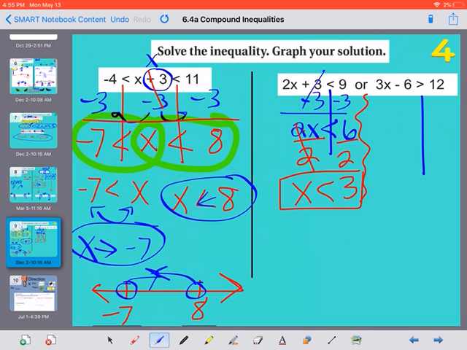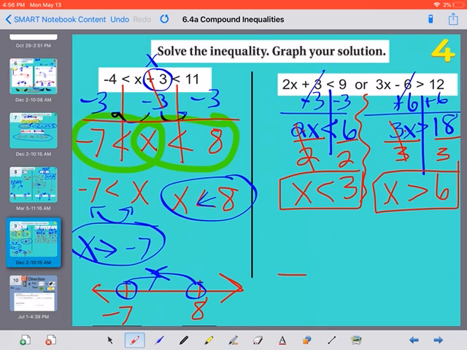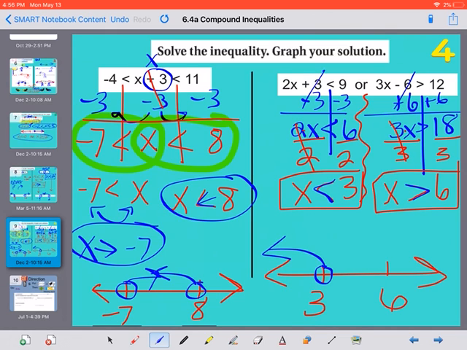And over here, same thing, solve the equation, add 6. We have 3x is greater than now 18. And then divide by 3. X is greater than 18 divided by 3 is 6. So 3 is the smaller number, 6 is greater. Because there's no equal to, it's an open circle. We're just less than 3, like an L to the left. And here, greater than 6, open circle to the right.